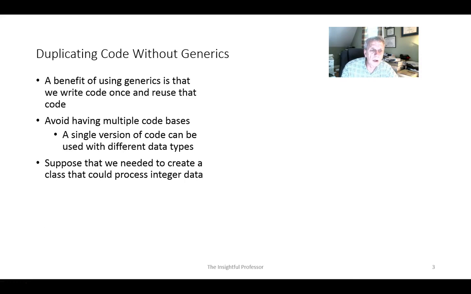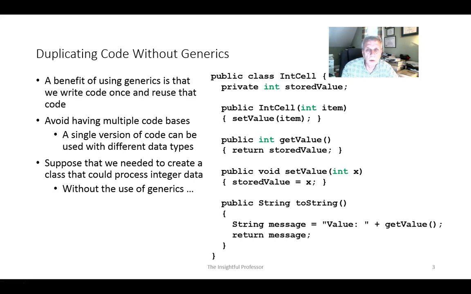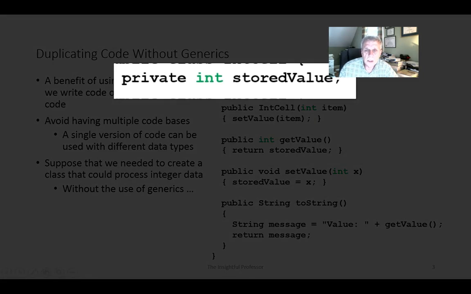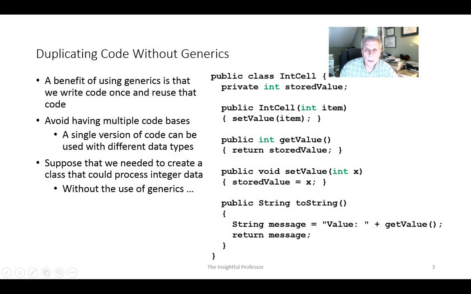Suppose we needed to create a class that could process integer data. Then we could say we don't need generics because we're always using integer data. So we would come up with something perhaps along this line. We create a class called intCell. It has this thing called storedValue, which is of type integer. That's the value that's going to be stored and subsequently manipulated by the methods defined within the class.